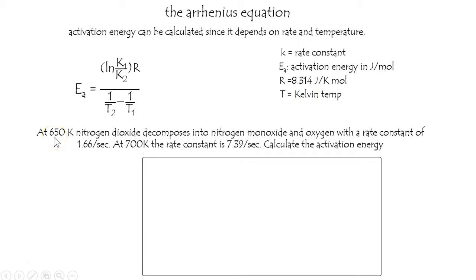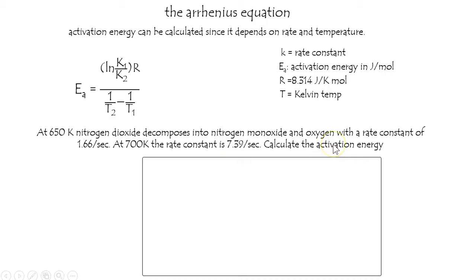So here's a typical question, which is direct plug-in, and that's a good place to start for these. At 650 K, that's T1, and it is Kelvin, that's good, nitrogen dioxide decomposes into nitrogen monoxide and oxygen, fine. The rate constant is 1.66 per second. That must be our K1, since it's at T1. At 700 K, that's our T2, the rate constant goes up quite a bit actually, and that must be our K2.